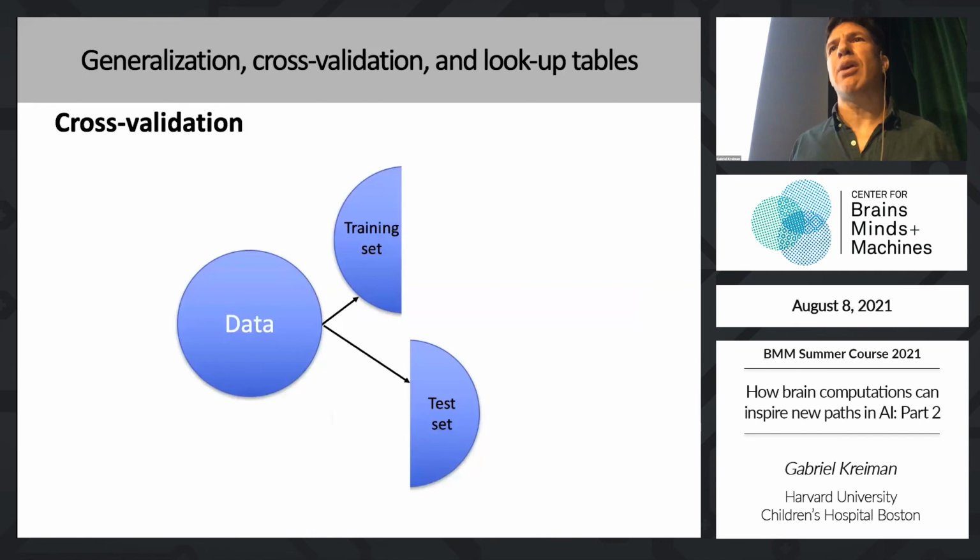How do models get such high performance? So I want to make a couple of philosophical remarks about generalization, about cross-validation, look up tables very quickly.